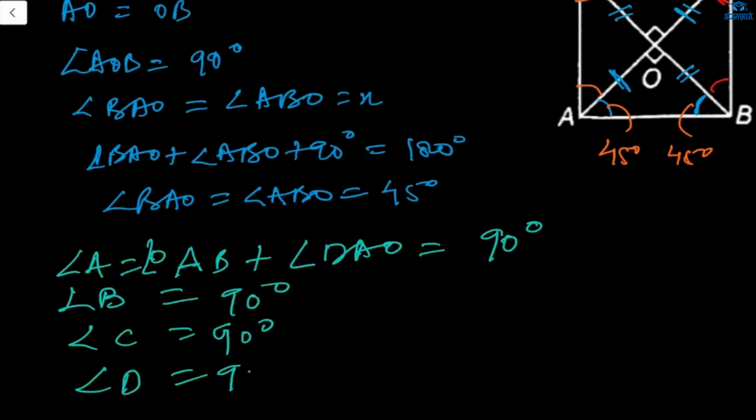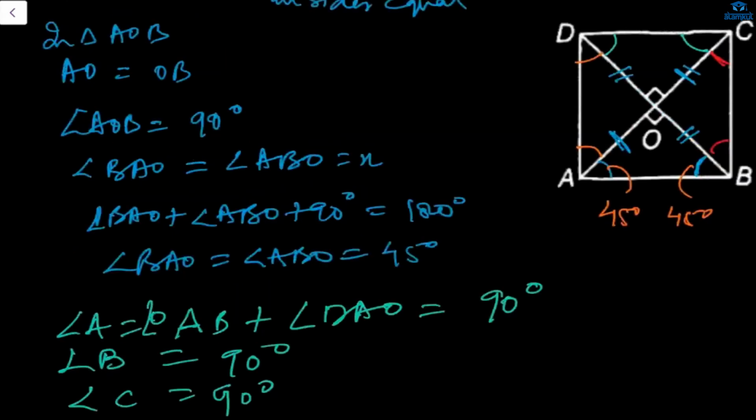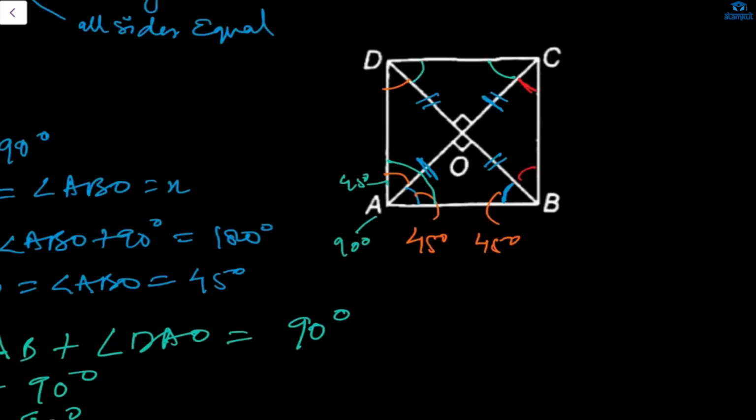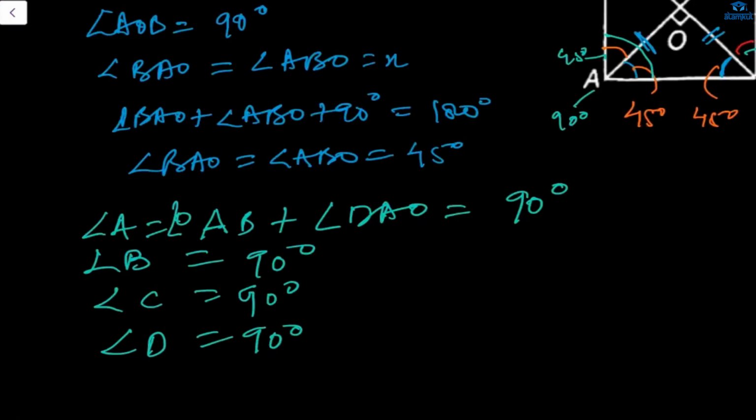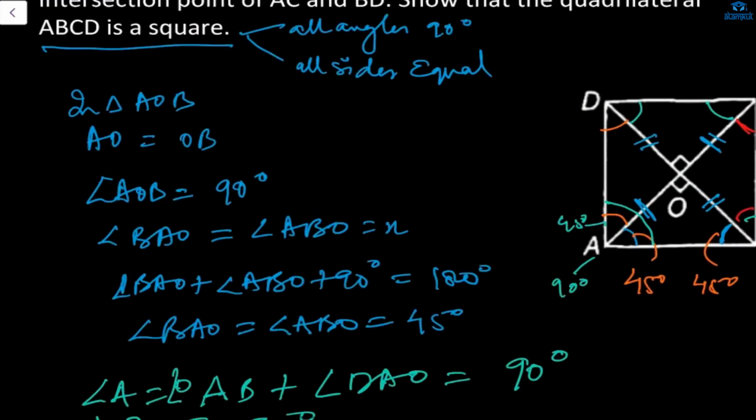Both the angles when you add, this whole will be making this. So this is also 45 degrees, so the whole will be equal to 90 degrees. Similarly, this will also be equal to 45 degrees, so this will be equal to 90 degrees. So we have already proved the first point, that all angles are equal to 90 degrees.